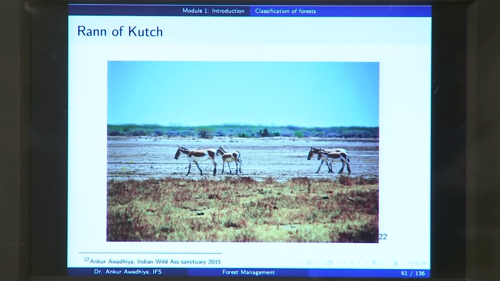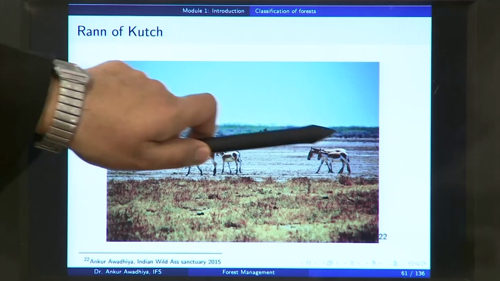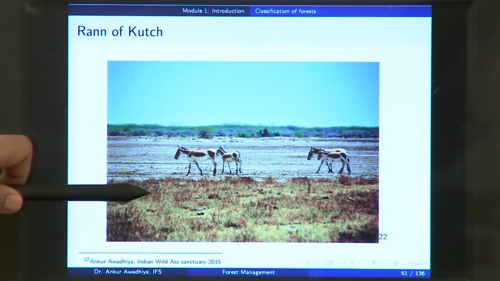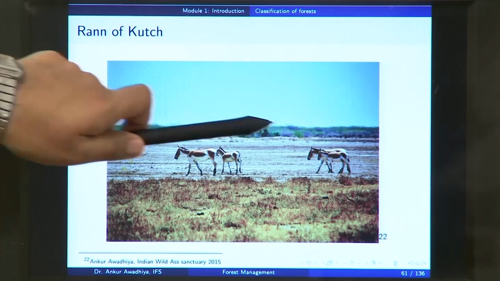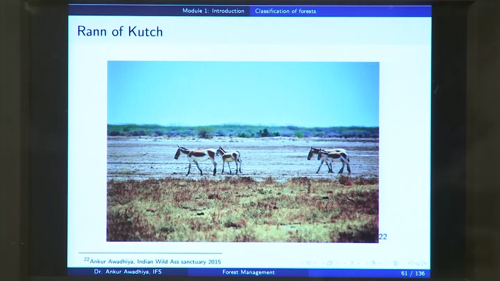Now, another dry region of our country is the Run of Kutch in Gujarat, and this image is from the Indian Wild Ass Sanctuary. Here again you can find that it is a very plain sort of an area with some grasses, some thorny trees, and this again is a very open sort of a forest. So, here again you can see for a very long distance.